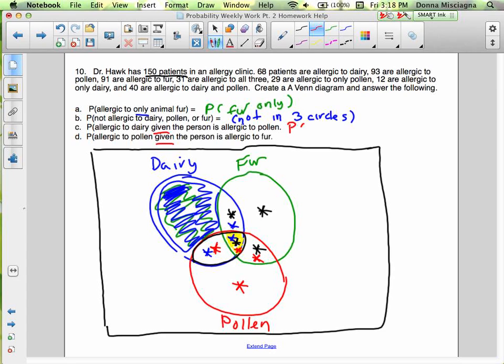So this is a probability of dairy given pollen. This is the probability of pollen given fur. And a good one to watch if you need to review is the conditional probability review.